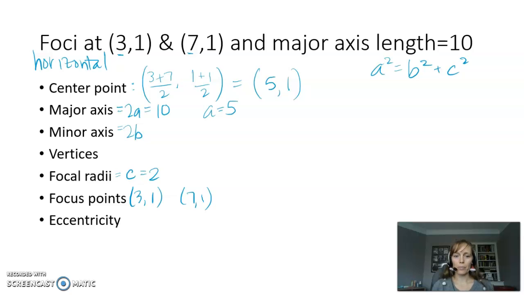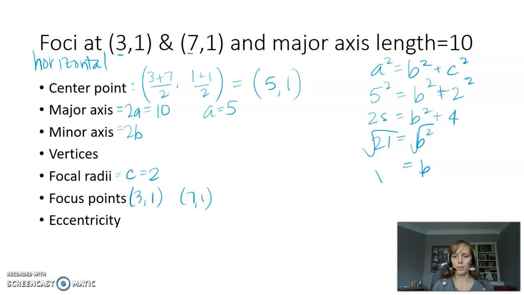Since I now know my a value and my c value, I can solve for b. So I'm going to plug in 5 for a, I'm going to plug in 2 for c, and I'm going to solve for b. So I have 25 is equal to b squared plus 4. So I subtract 4 from both sides, and b squared is equal to 21. I take the square root of both sides, so b is equal to the square root of 21. That means that my minor axis, which is equal to 2 times b, is going to be equal to 2 times the square root of 21.